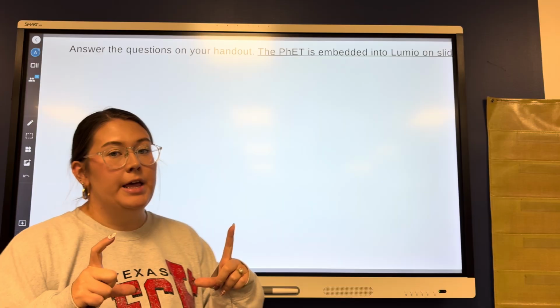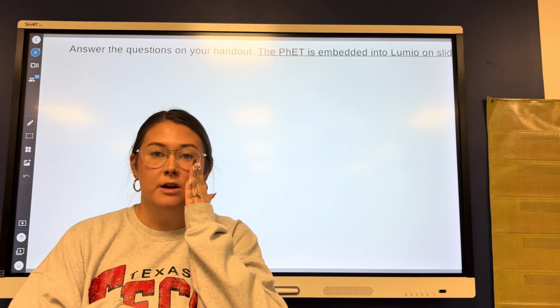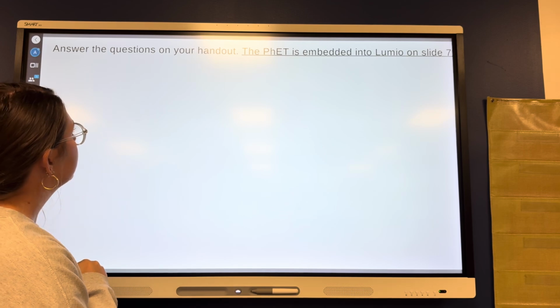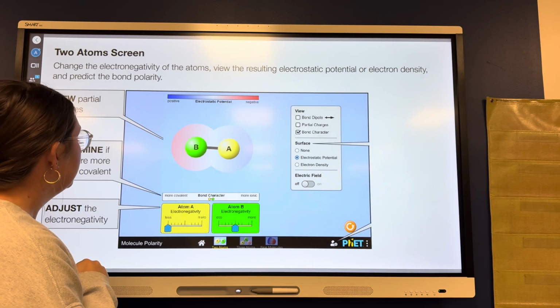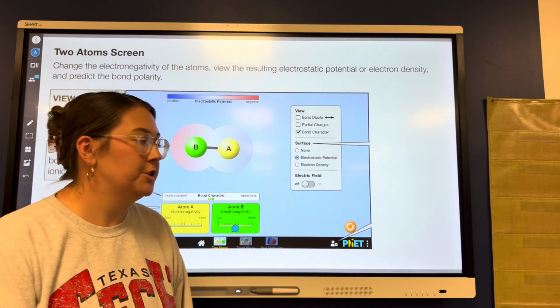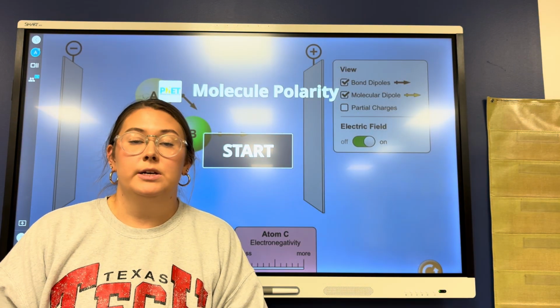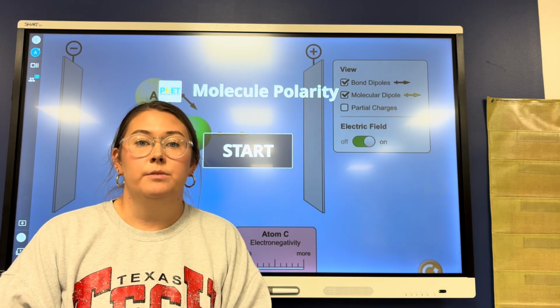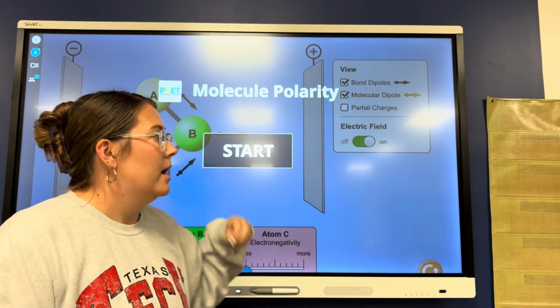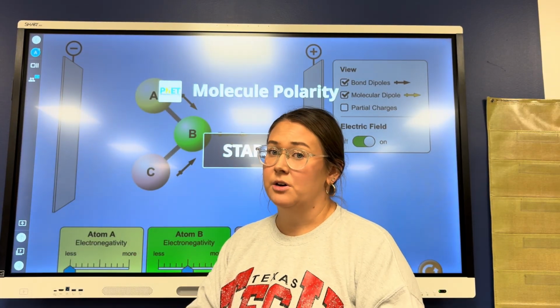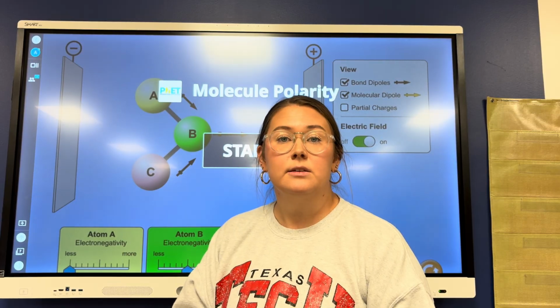Okay, so on your handout that has the questions on it, you're going to look at this PhET simulation. It's on slide 7 in the Lumio. So that's why I wanted you to follow along with me as I talk through this stuff. But take about 5 to 10 minutes. It shouldn't take you longer than that to answer the things that are on your handout.